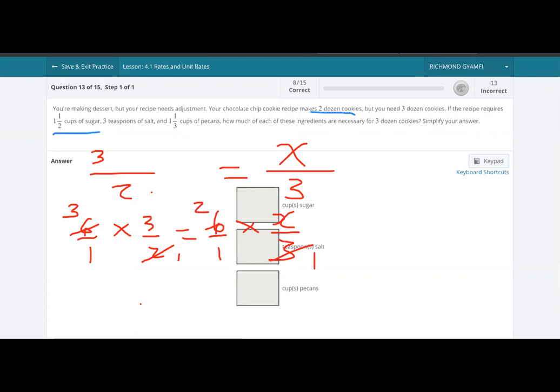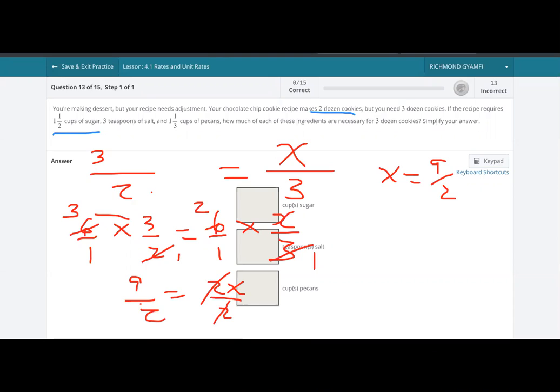So in the end, I'm going to have on top 3 times 3, which is 9. 1 times 1, which is 1. So it's equal to 9 over 1. On the other side, I have 2 times X, which is 2X over 1. That is fine. I divide by 2. I divide by 2. So what do I have? X equals 9 over 2.